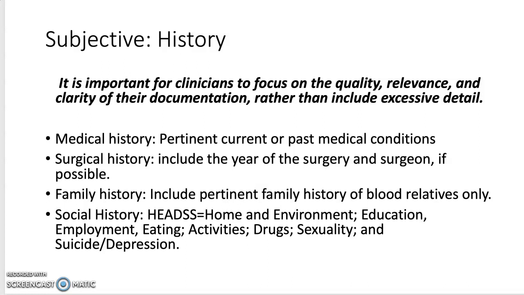It could just become too lengthy, so stick to first-degree blood relatives whenever possible. A social history should address the patient's home and environment, education, employment, eating, meaning diet and nutrition, activities, drugs, sexuality, and history of and current suicidal ideation and depression.